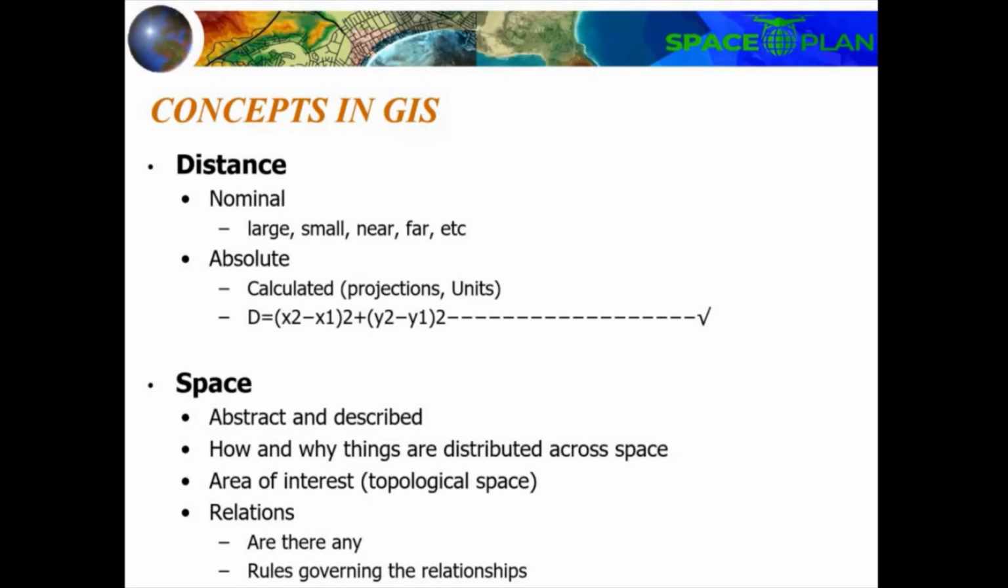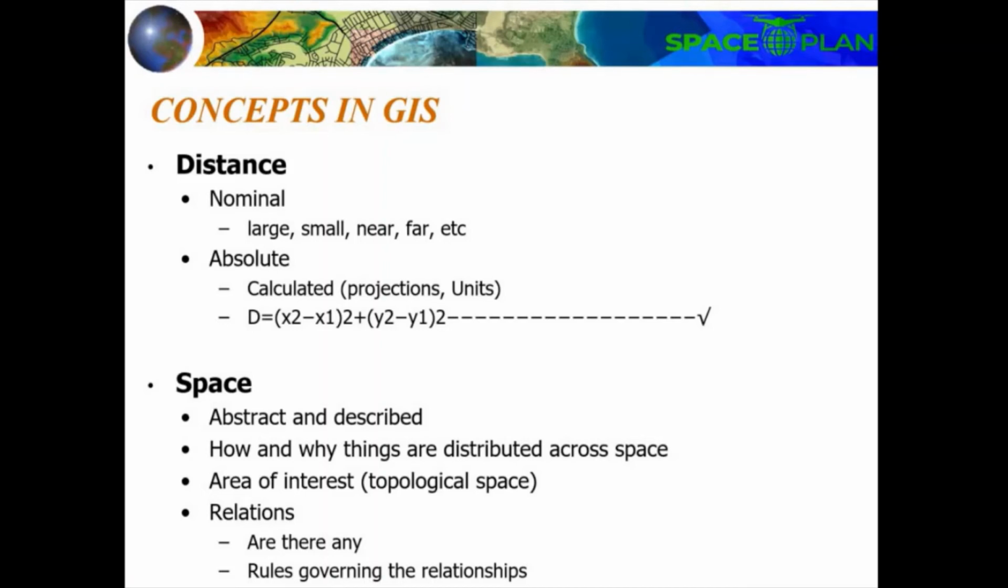Now, for GIS, we want to understand how and why things are distributed across the space. So you want to look at the disparity, the topographical differences in a phenomenon. You want to look at spatial differences in a phenomenon. You want to look at temporal differences in a phenomenon, and they are all happening in space. So if you want to look at topological space, then that will be your area of interest.